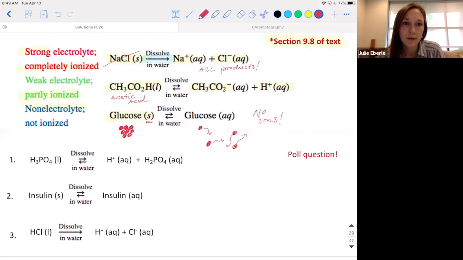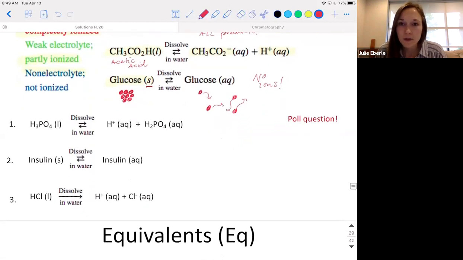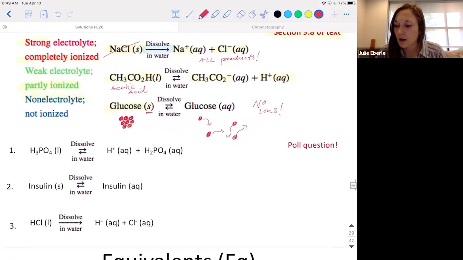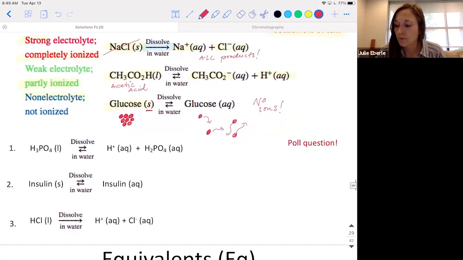Okay, we're only 70% voted. We got about 10 people left. So again, no math to do here, no problems to work out. You're just looking at, based on what we described, strong, weak, and non-electrolytes, which one of these down below? Look at the arrows. Is it a double arrow or a single arrow? Is it making ions or no? All right, I don't see the numbers going up anymore, so I'm going to end the poll.